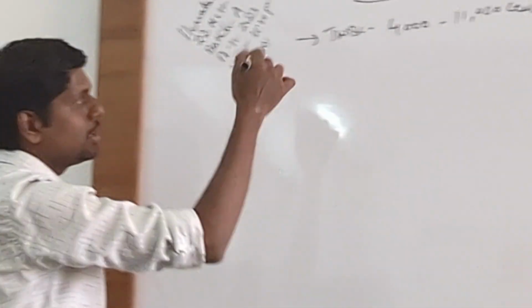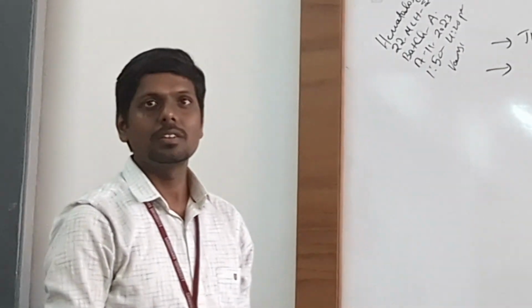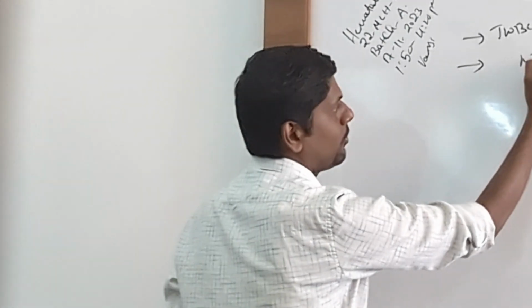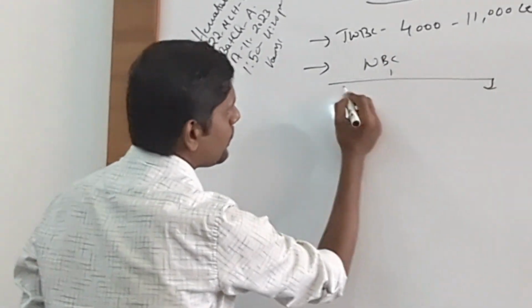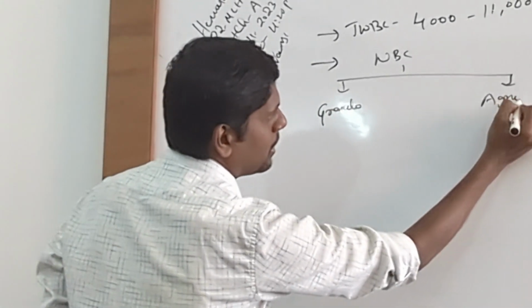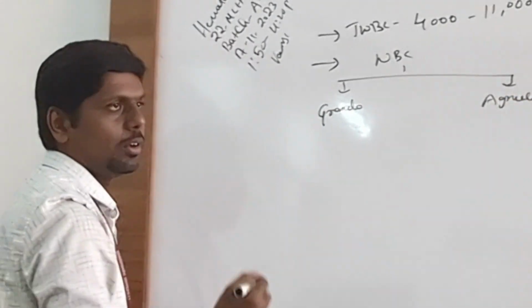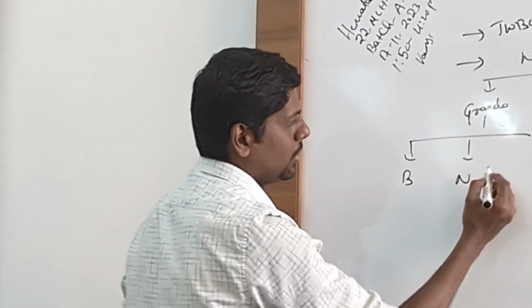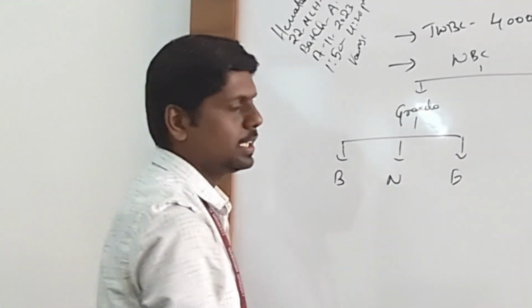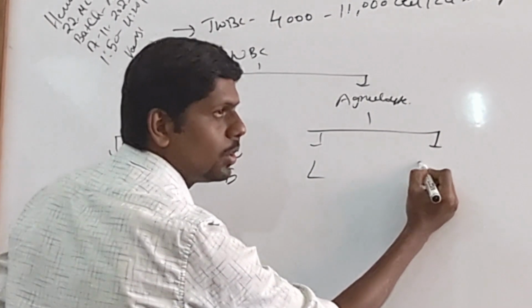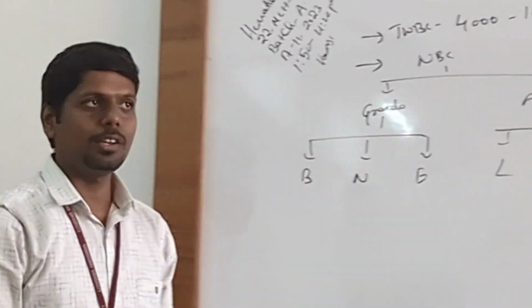Very good. And what does differential leukocyte count mean? Here we are differentiating various types of white blood cells. What are the types of white blood cells we have? Granulocytes and agranulocytes. Give me examples of granulocytes. Basophils, neutrophils and eosinophils. And agranulocytes? Lymphocytes and monocytes. So up to here you are clear, right?